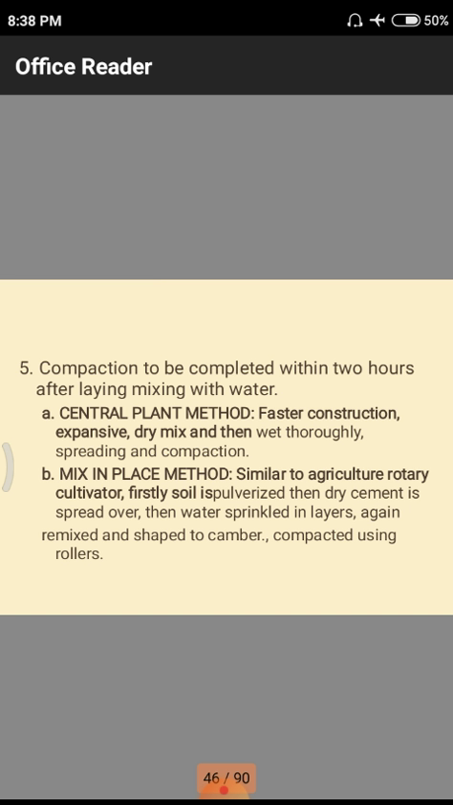The mix in place method is similar to an agricultural rotary cultivator. Normally in our agricultural fields we observe these rotary cultivators. Whenever we give water content and field compaction, at the start of harvesting of crops, we go for these agricultural cultivators, so that they smooth down the total surface of the land.